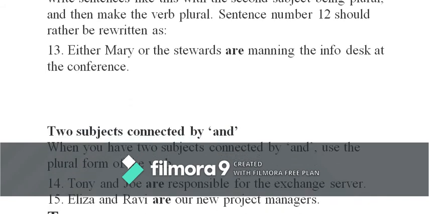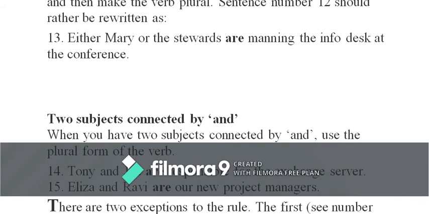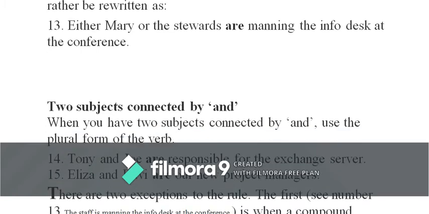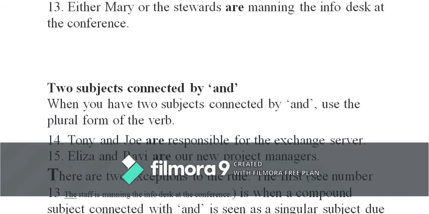Tony and Joe are responsible for the exchange server. So two people are responsible, or if I have doubt, I can replace Tony and Joe with the pronoun they, and I try constructing the sentence. They are responsible for the exchange server. It makes sense. So I bring it back to Tony and Joe are responsible for the exchange server.